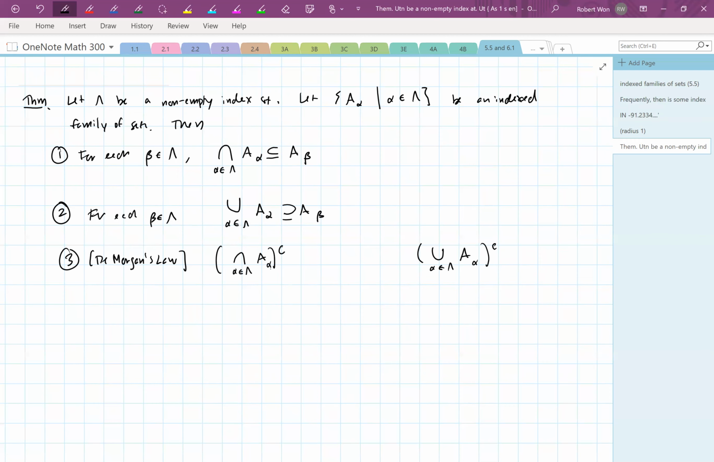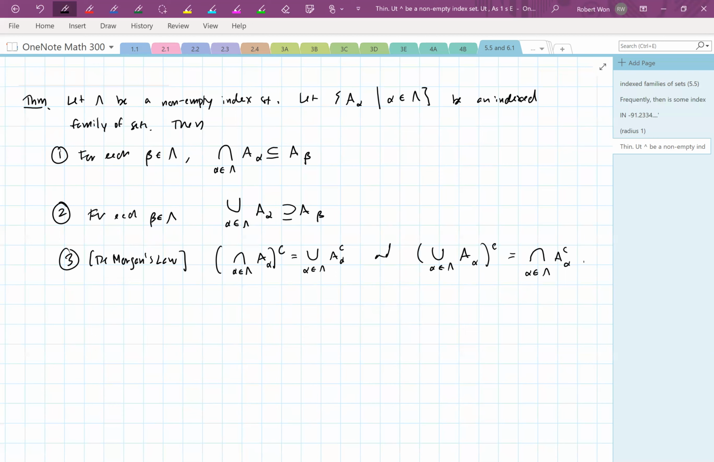What about De Morgan's laws? De Morgan's laws said that if you take the complement of an intersection, it should be like the union of the complements. Right? If you take the not of an and, it's like an or of the nots. So this should be the union over all alpha in lambda of A alpha complement. And the complement of the union is the same thing as the intersection of the complements. What this theorem is saying is just that this more general definition of intersection and union over any index set just behaves the way that you expect.